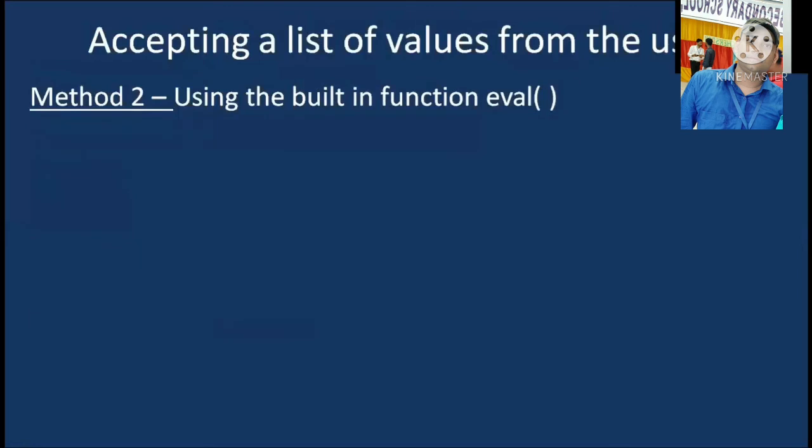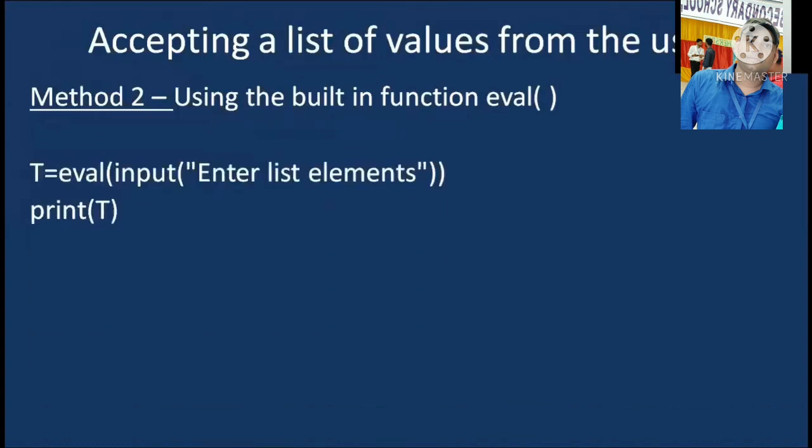In another way, we are reading the list from the user by using the function called eval. But you need to remember, when you are using the eval function and we enter the list of elements, you need to write the list of elements in square brackets, separated by commas. Showing an example: t equals eval input enter list element, print t.